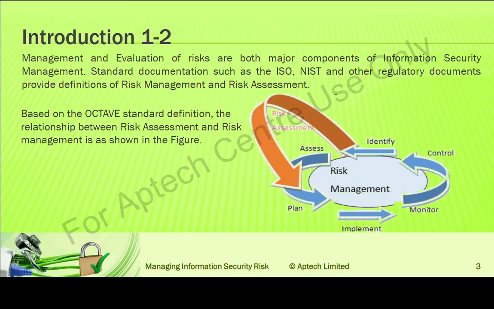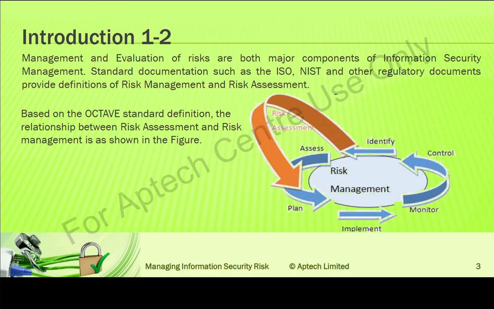We also have COBIT. After that, we also have the Center for Internet Security (CIS) and so forth. These are the kinds of frameworks we have. They provide definitions of risk management, risk assessment, and so forth. Based on the OCTAVE standard, we also have the OCTAVE standard definition.